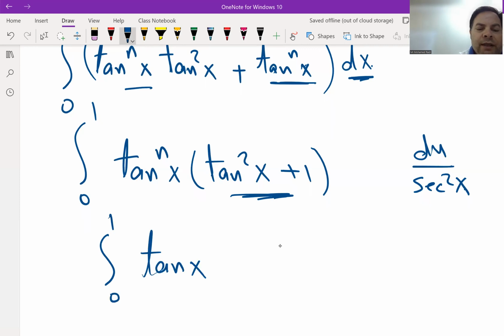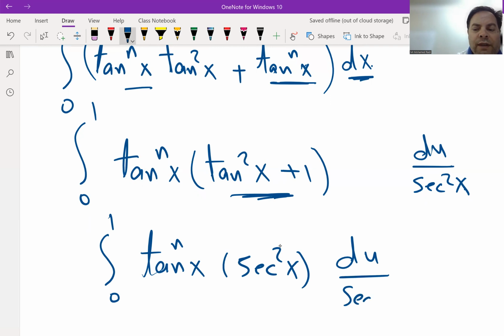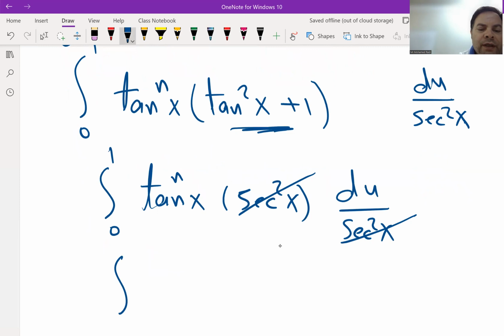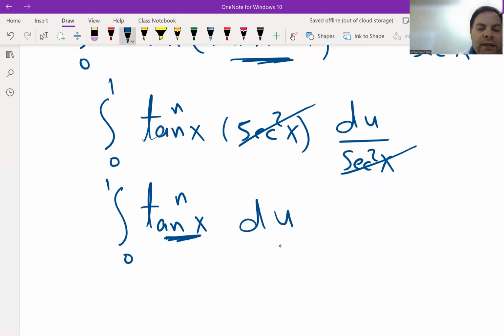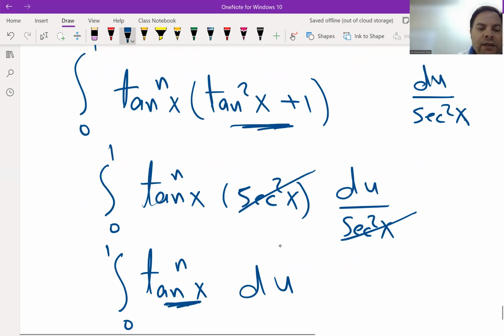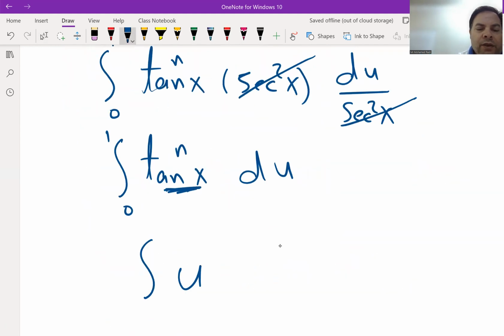Tan x to the power of n. Remove dx and write sec squared x into du over sec squared x. Cancel sec squared with sec squared. Integrate from 0 to 1, tan power n x by du. You can remove tan x and write u. So integrate u to the power of n by du.